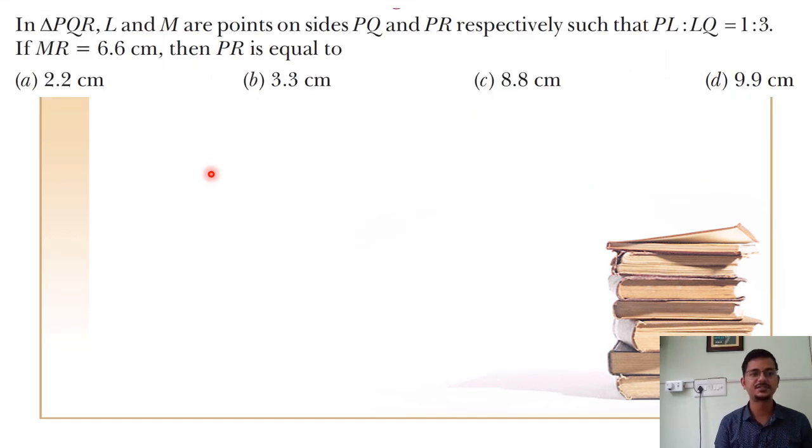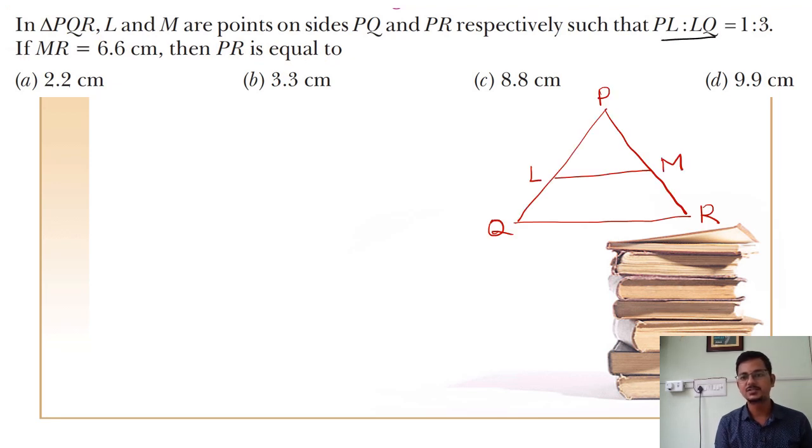Our very first question is, in triangle PQR, L and M are the points on side PQ and PR respectively, such that PL is to LQ is equal to 1 is to 3. If MR is equal to 6.6 centimeter, then PR is equal to?